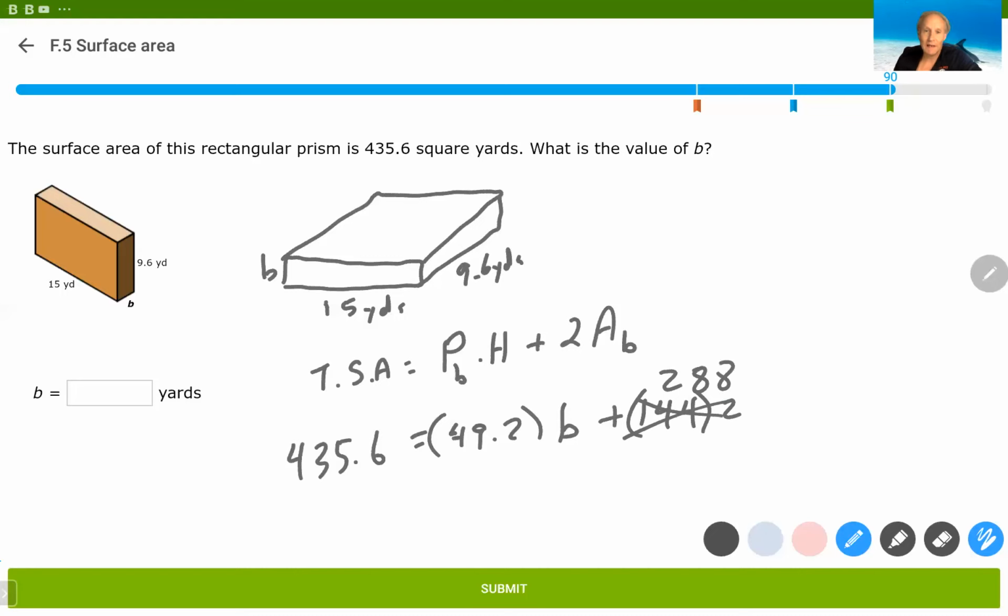The reason I knew I made an error was because I got a decimal answer. If you're doing one of these problems where you're looking for a missing edge and you don't get a nice, easy answer, there's a possibility you made an error. I made my error by just multiplying these and finding the area of the base and did not substitute. That's one of the reasons you've got to be careful. 288 subtracted, 356 divided by 49.2 is 3. And the b is equal to 3 yards.